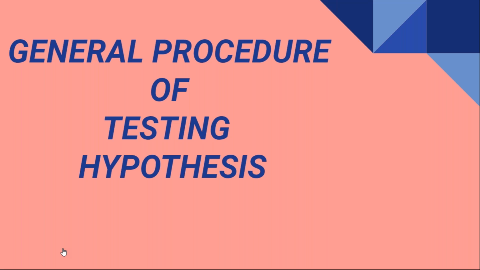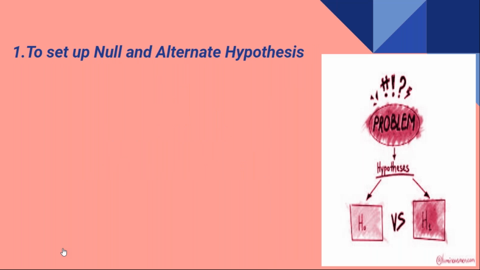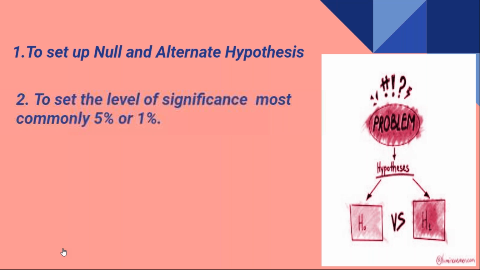Okay, so let's start by understanding step by step. The first step to perform null hypothesis testing is to set up the null and alternate hypothesis, and we already know how to do that. The second step is to set the level of significance, which is most commonly 5% or 1%, and it is usually represented by alpha.